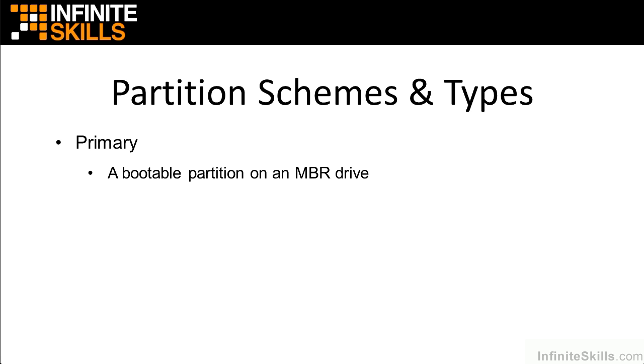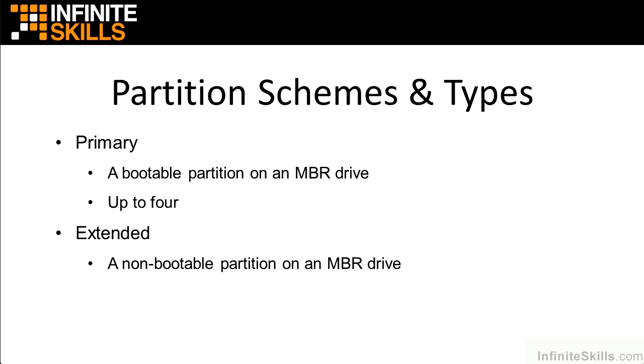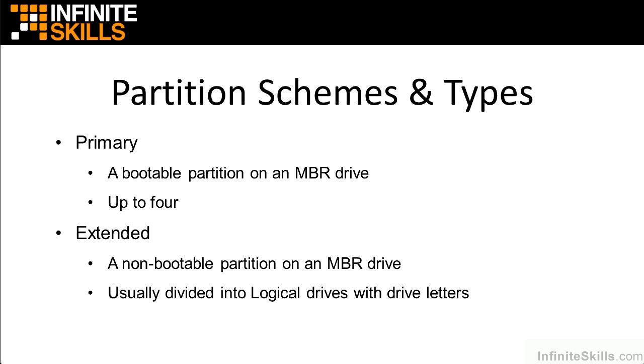A primary partition is a bootable partition on a master boot record or an MBR drive. You can have up to 4 separate partitions, so you can have 4 primaries on an MBR drive. And then an extended partition is a non-bootable partition on an MBR drive. So as a result, what most people will do is create 3 primaries and then 1 extended, and then they will divide that extended into logical drives. Now, these logical areas have different drive numbers. They're not technically separate partitions, but everybody calls them that, and they're recognized like a partition in the operating system.